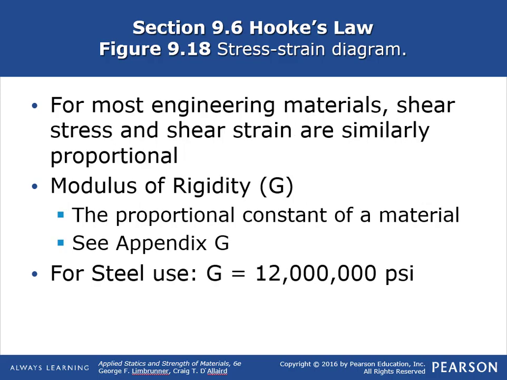Now shear is similar. Instead of the modulus of elasticity, we're going to have the modulus of rigidity. That's the proportional constant of the material. Again, you can see those in Appendix G. For modulus of rigidity, we use the symbol G. And for steel, in this textbook, use 12 million psi.